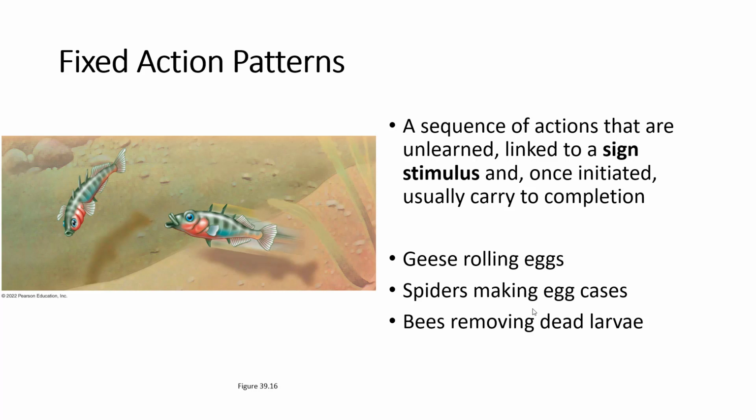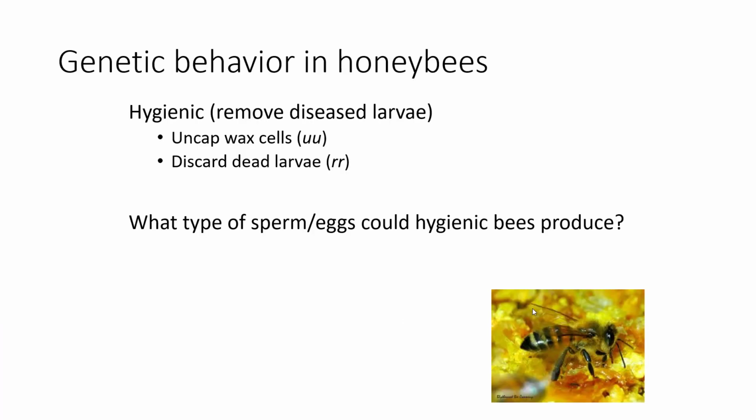And we're going to look at a specific fixed action pattern with bees removing dead larvae. This is called hygienic behavior. Now, there are two genes which are responsible for this. The first one is to uncap the cell and expose the larva, and the other one is to discard the larva. We are going to look at how a cross between these would occur in nature, given that both of these are recessive traits. We're not going to be doing this in this video lecture.